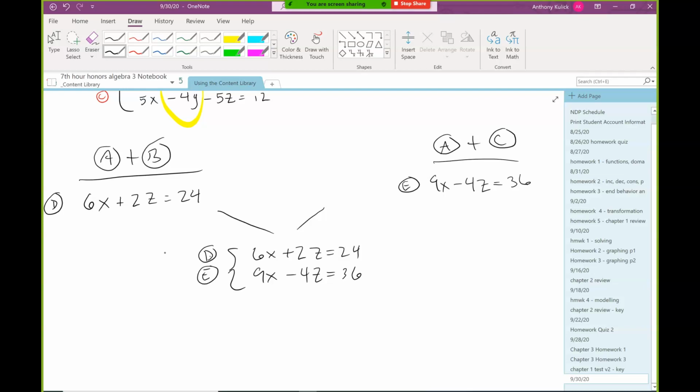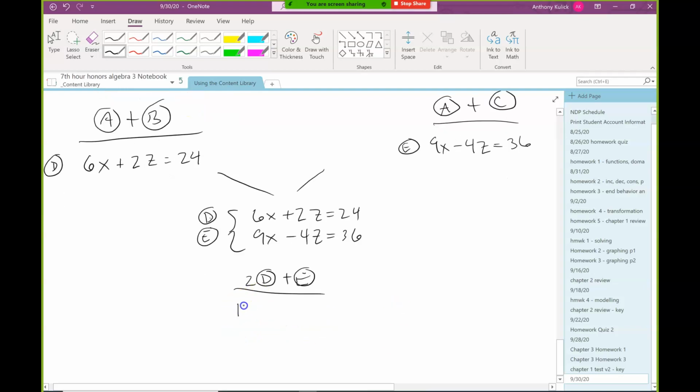Okay, let's pick a variable to eliminate now. Which one looks easier, x or z? Z, good. How would you do it? 2d plus e, right? Here, since I've changed one of them, I'll write it out. So 2 times 6x is 12x. 2 times 2z is 4z. And 2 times 24 is 48. I have 9x minus 4z is equal to 36.